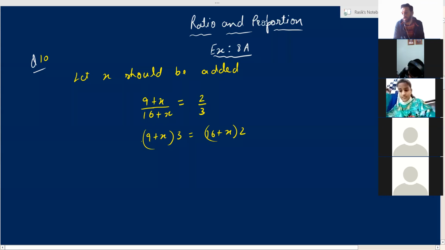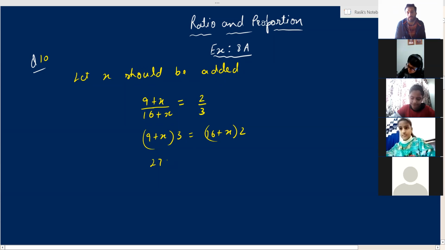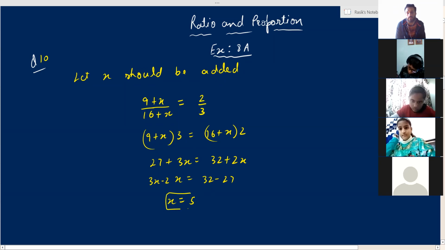(9 + x) × 3 = (16 + x) × 2. Are you all getting the equation or not? Yes, sir. 27 + 3x = 32 + 2x. x = 32 - 27, because 3x - 2x. So we get x = 5. So 5 should be added. Easy question. Yes, sir.